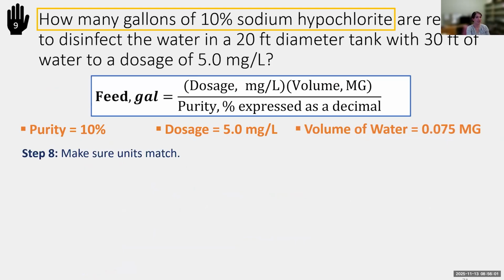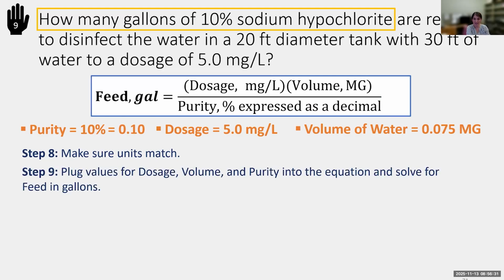Next, we want to make sure that the units match each other. We want dosage in milligrams per liter, and we're given dosage in milligrams per liter. We need volume in millions of gallons, and we just calculated the volume of our water in millions of gallons. We need purity expressed as a decimal, but we have it as a percentage. So we're just going to divide by 100%, and we get 0.10. So now we have our purity correct. Let's move on to step 9.